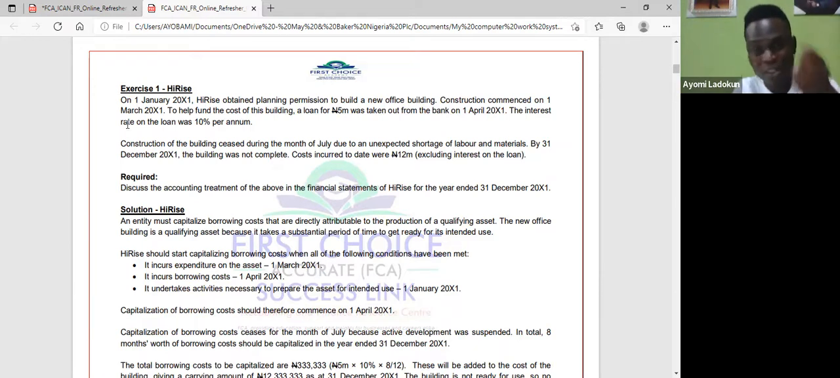He said to help fund the cost of the building, he went out to take a loan. And I've told you that borrowing cost, or IAS 23, will only apply if you borrow money.